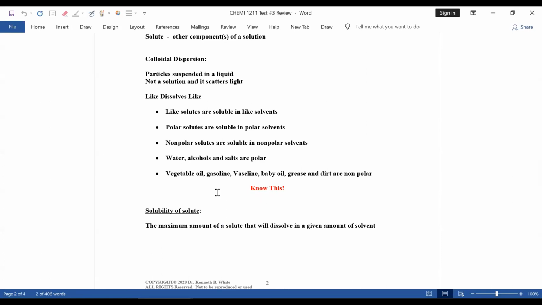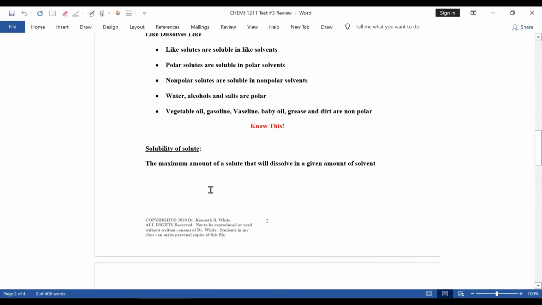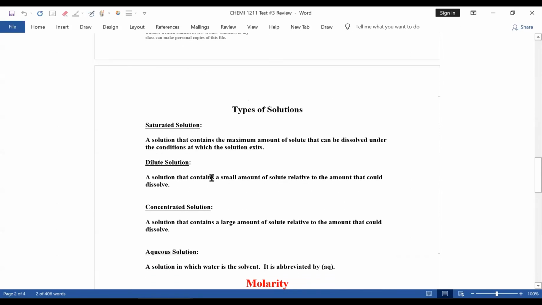Now, there are certain definitions for solutions you should know. One is the solubility of a solute. That's the maximum amount of a solute that will dissolve in a given amount of solvent. Also, that means if I have reached the solubility limit of a solution and I put in one more molecule, it will precipitate out. That means it forms a solid at the bottom. And that's occurring in a saturated solution that contains the maximum amount. So you can't dissolve anything more in a saturated solution. If you try and it's a solid, it just floats to the bottom.